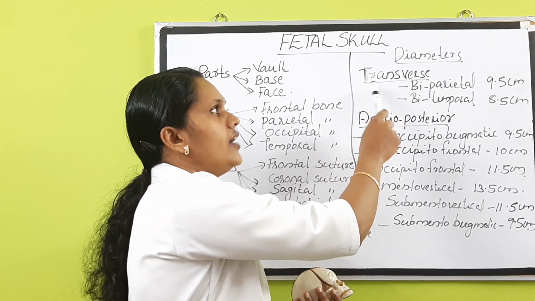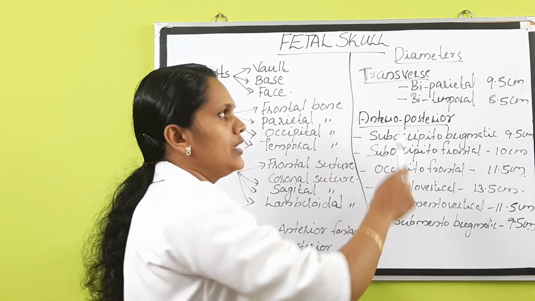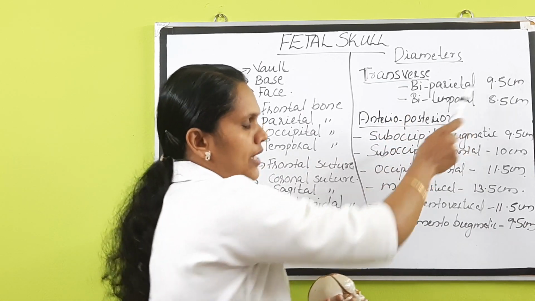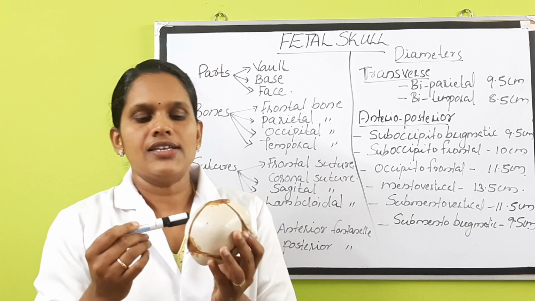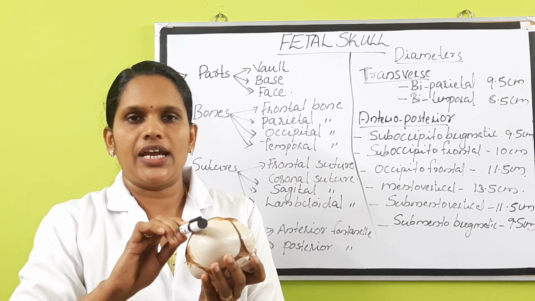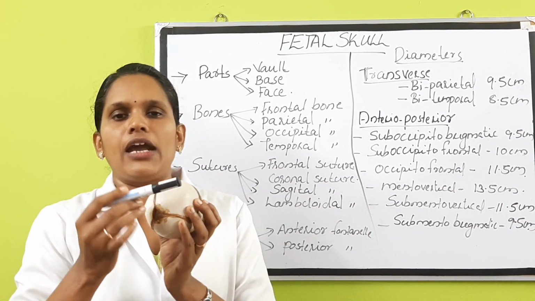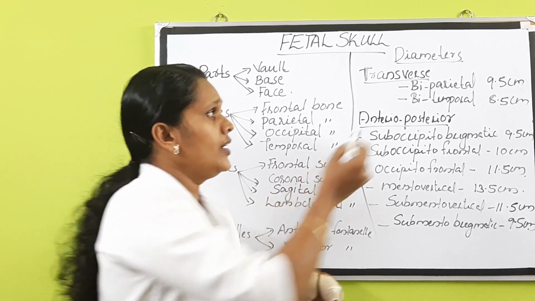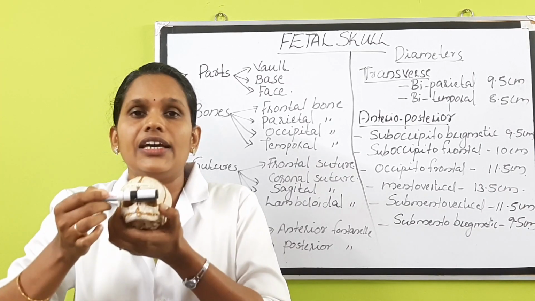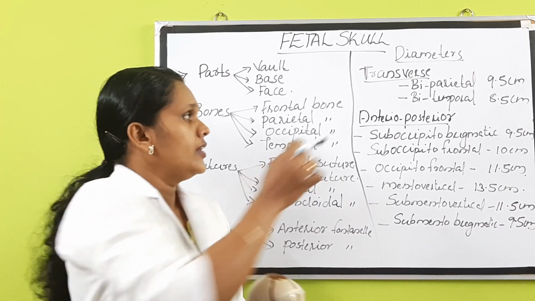The main diameters are the transverse diameter and the anterior posterior diameter. The important transverse diameters are the biparietal diameter, the distance between the two parietal eminences, which measures 9.5 centimeters. Then the bitemporal diameter, which measures 8.5 centimeters.